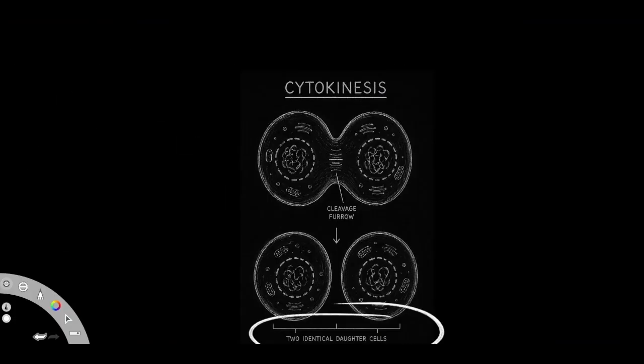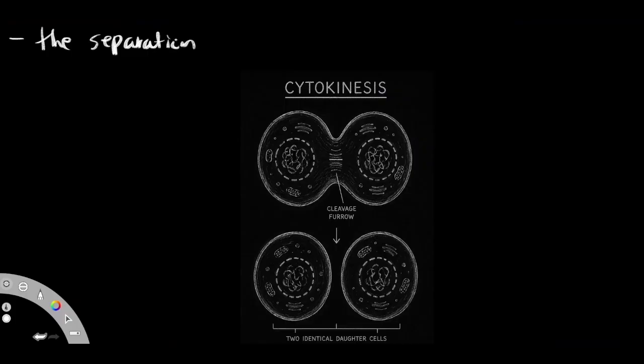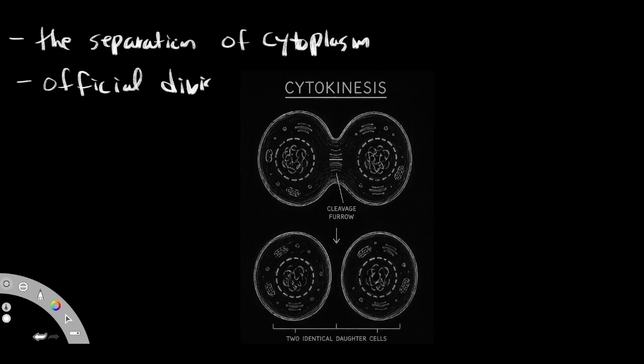All right, and now you have the official identical daughter cells. This is one, this is another. So this is the official separation of that cytoplasm, and you see official division with two new daughter cells.